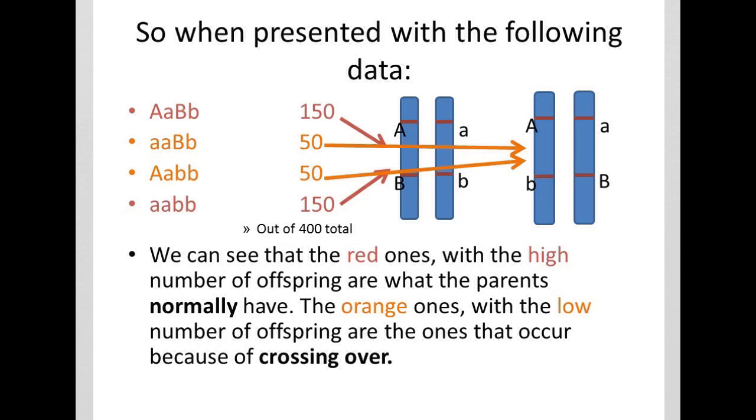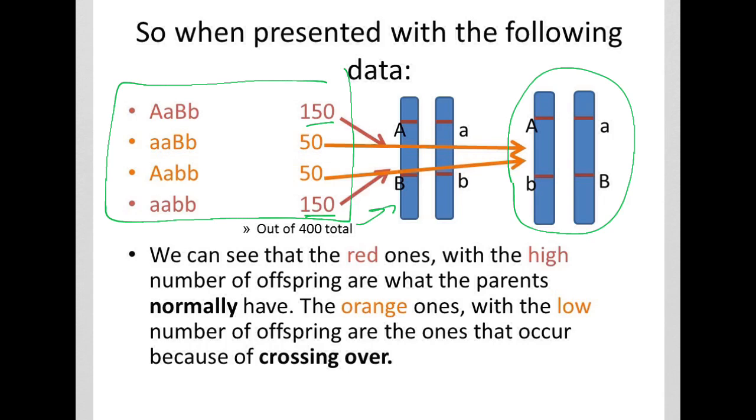And so when presented with this data, you should know that this data, where there's two that are really large and two that are really small, is indicative of linked genes. And you should also know that the two that are really large are going to be indicative of the parental phenotypes, and the two that are really small are indicative of the phenotypes that occur because of crossing over.